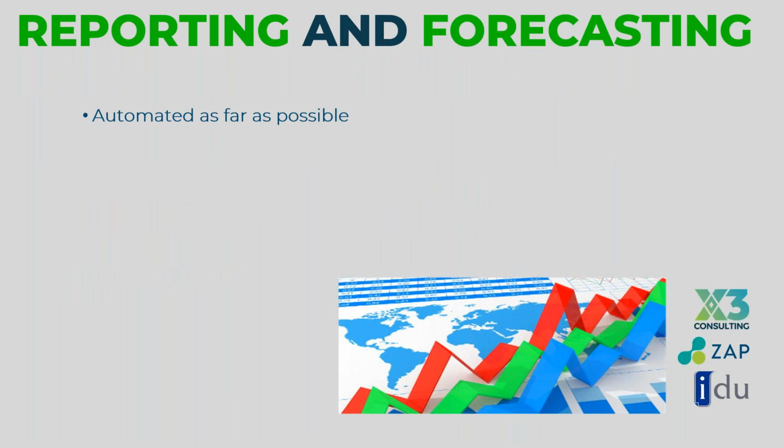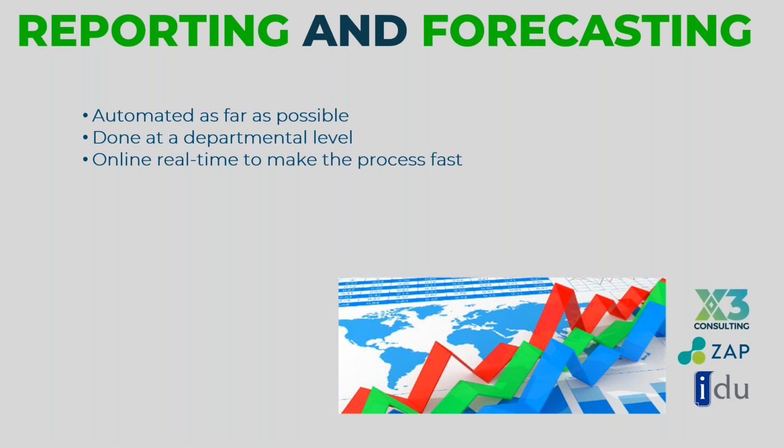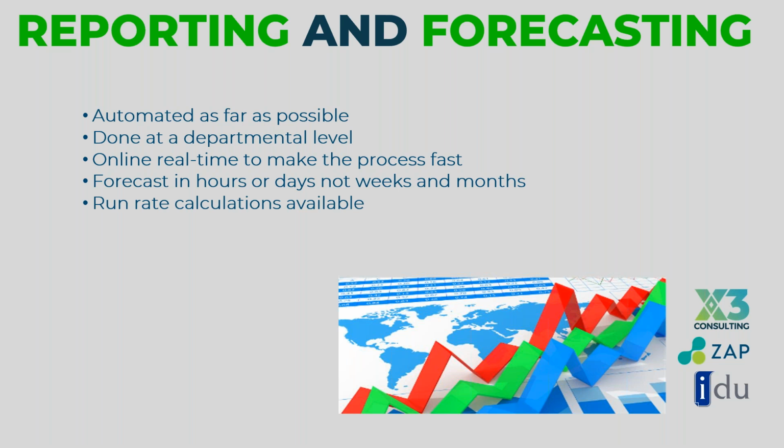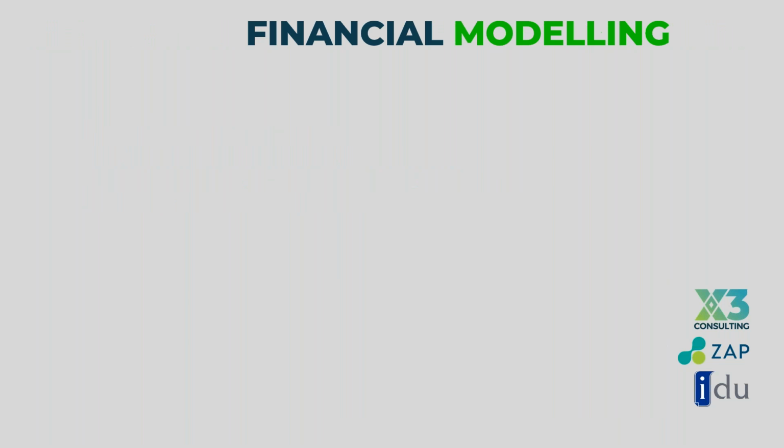In terms of reporting, again, reporting and forecasting needs to be automated as far as possible. It needs to be out of the box, as Alexi was saying. You need to be able to get this stuff to run really, really quickly. It needs to be done at departmental level because you need to get, once again, the empowerment of your cost center managers, departmental managers. You need them involved in the process. It needs to be online. It needs to be real time. It needs to make the process fast. You should be doing forecasts in hours or days, not weeks and months. And you need to be able to have run rates built into the system. So these are all things that you actually need to have in any sort of standard system.